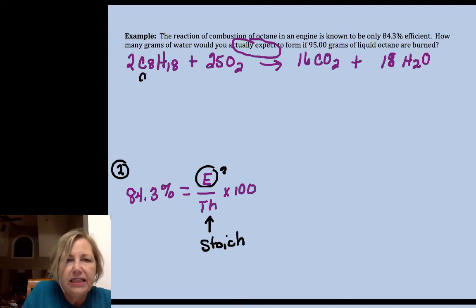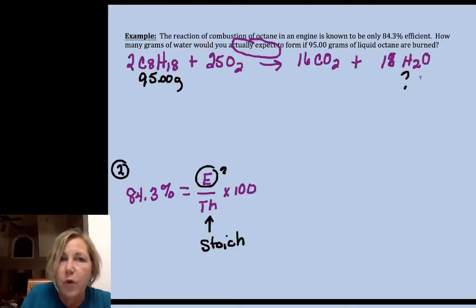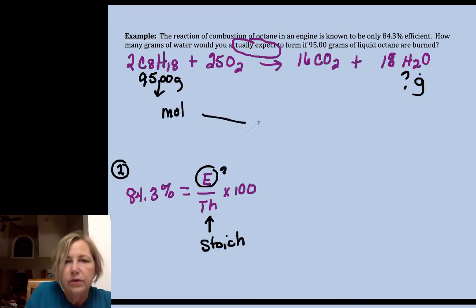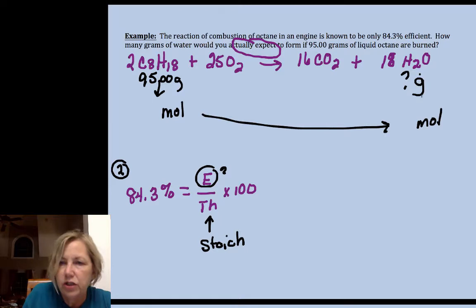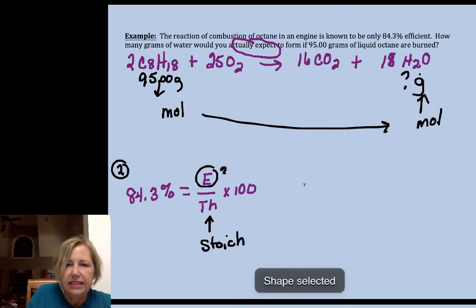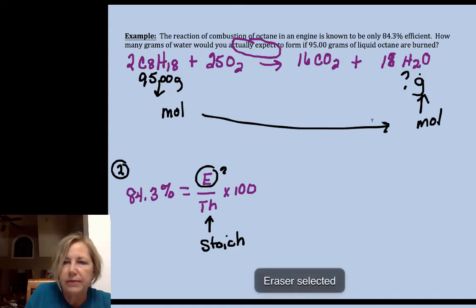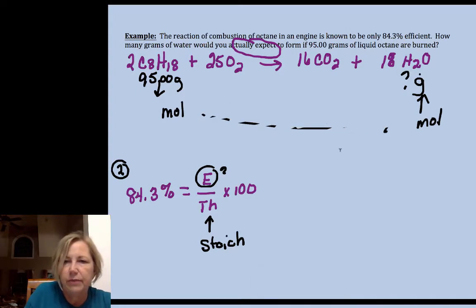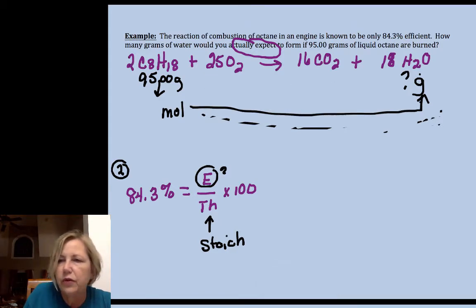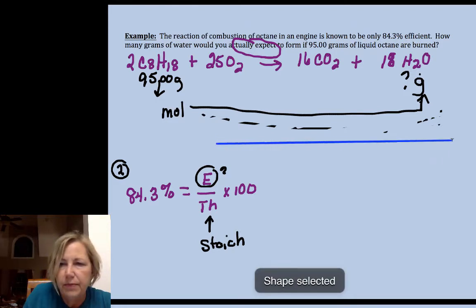So I have 95.00 grams of liquid octane, and I want to know grams of water. So we're going to go mass to moles, moles to moles, moles to grams. This should be something you can do in your sleep by now. Okay, and kind of running out of room, so I'm going to erase some of this here and give myself a little bit more room. Let's get our mole ratio written up.